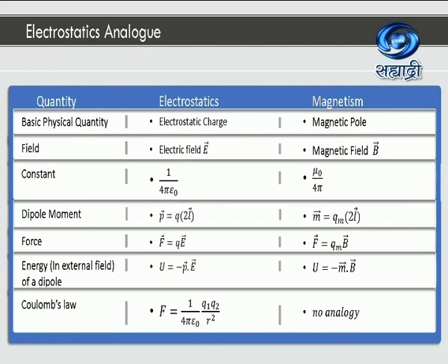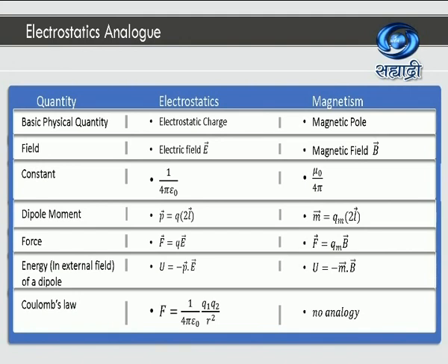Whereas in magnetism, we call it as magnetic field and is denoted by vector B. Its unit is Tesla. The constant that we have used in electrostatics was 1 by 4 pi epsilon 0, where epsilon 0 is permittivity of free space or vacuum. Likewise, in magnetism, we have mu 0 by 4 pi, where mu 0 is permeability of free space or vacuum, or one can say for air.